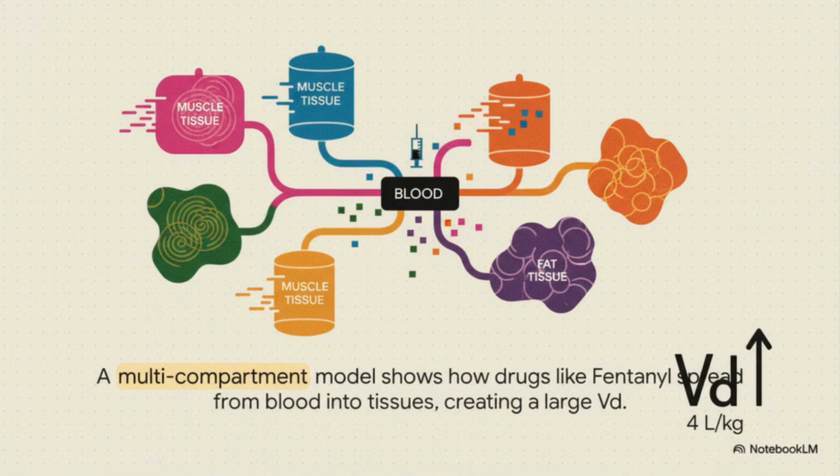So we use empirical compartmental models. These are simpler. They just use mathematical exponents to fit the decay curve we actually see in the plasma after we give an injection. And the number of compartments, 1, 2, or 3, just corresponds to how many exponential terms you need to describe that curve accurately. That's all it is. And most of our anesthetics follow what we call first-order kinetics.